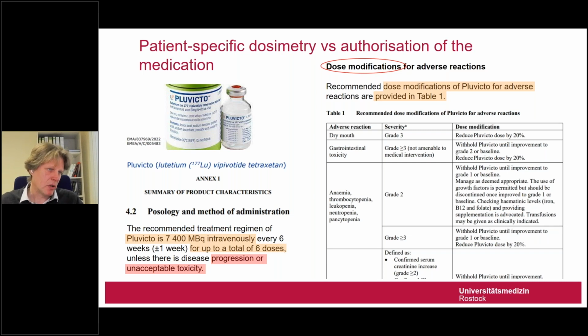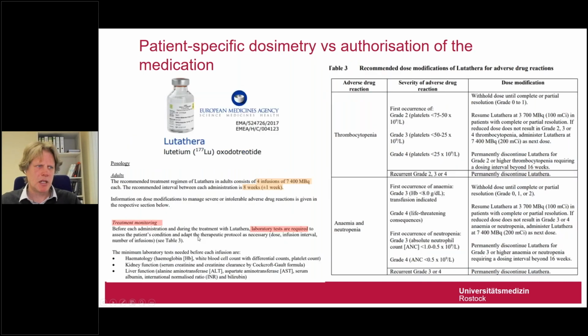And the same for Lutathera, also approved by the EMA and the FDA. It has an approved fixed treatment regime that requires the physician to administer 7.4 gigabecquerel 4 times every 8 weeks. And here too, a reduction in the applied activity is envisaged if side effects occur, but only on the basis of laboratory parameters. Again, dose values or dose limits are not specified here.